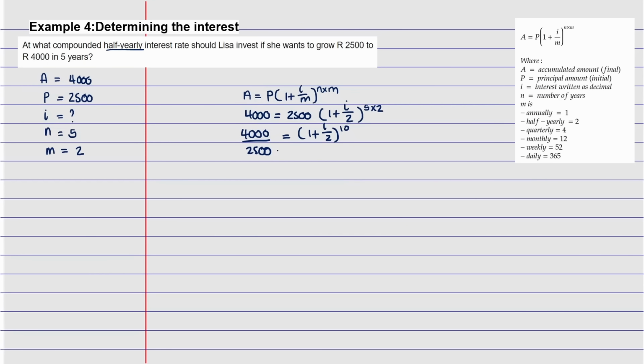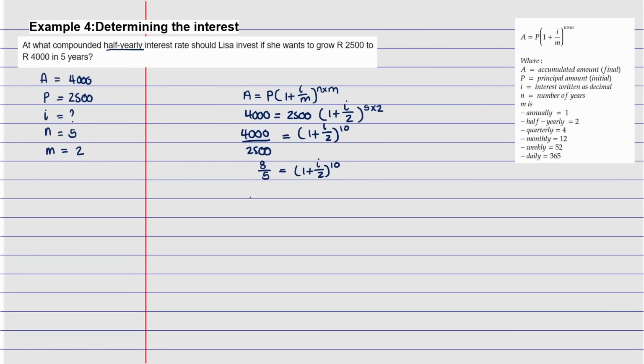Then now we're going to just simplify the 4,000 divided by 2,500, which is going to give us what? Which is going to give us 8 divided by 5. And that's going to be equal to 1 plus i divided by 2, then this is to the power 10, right?